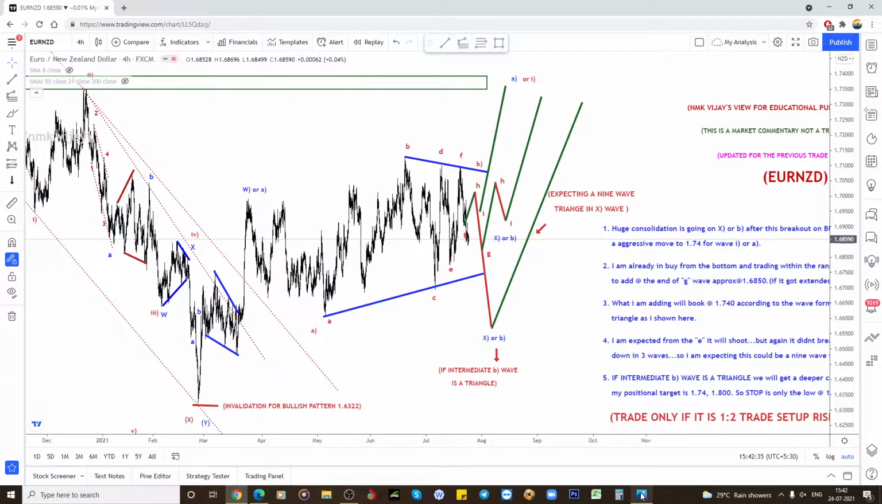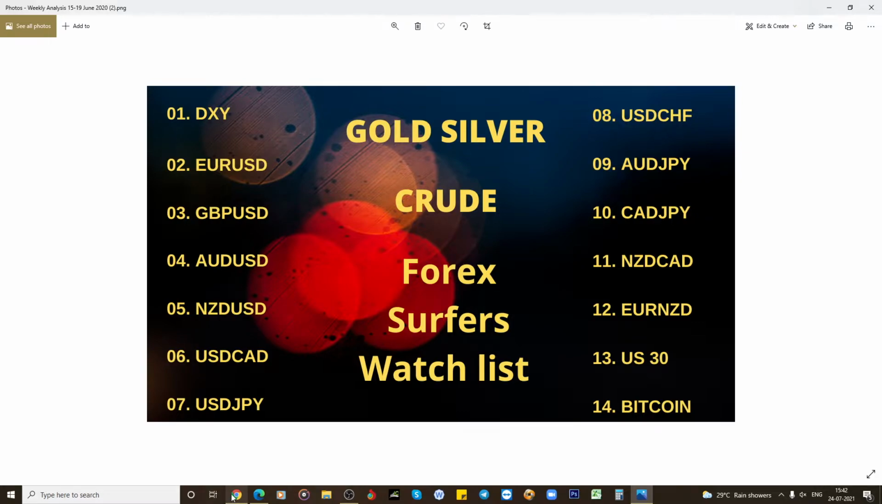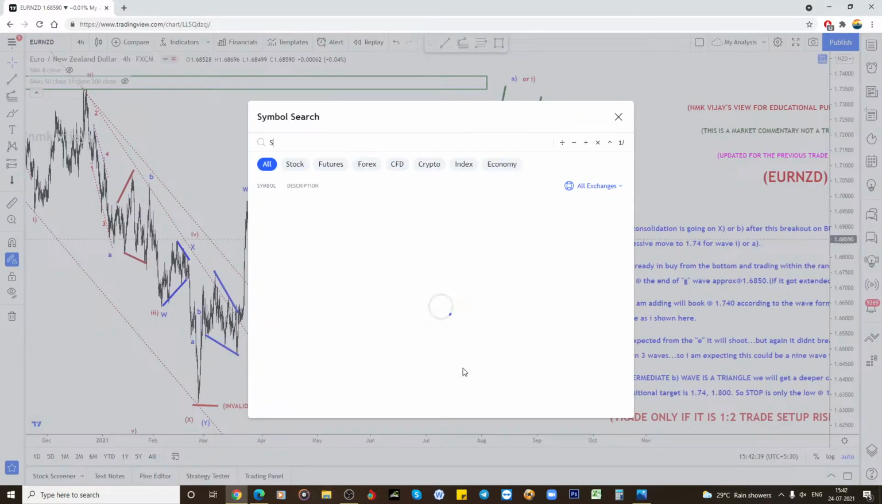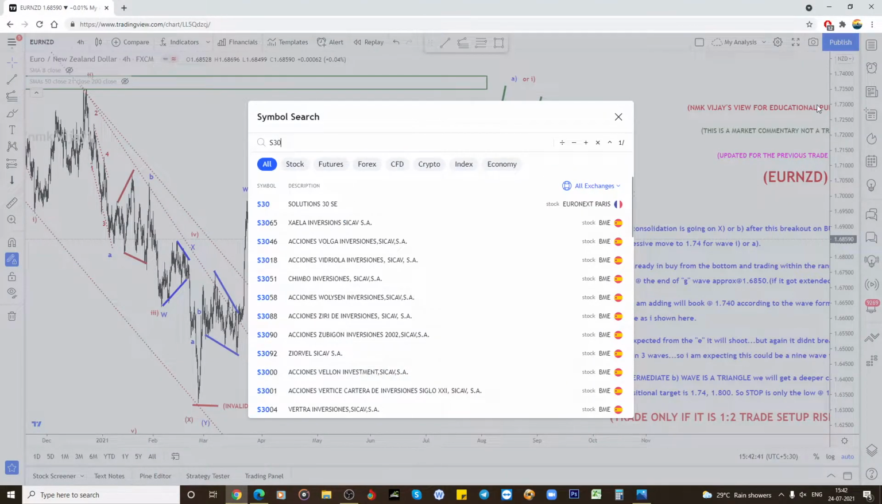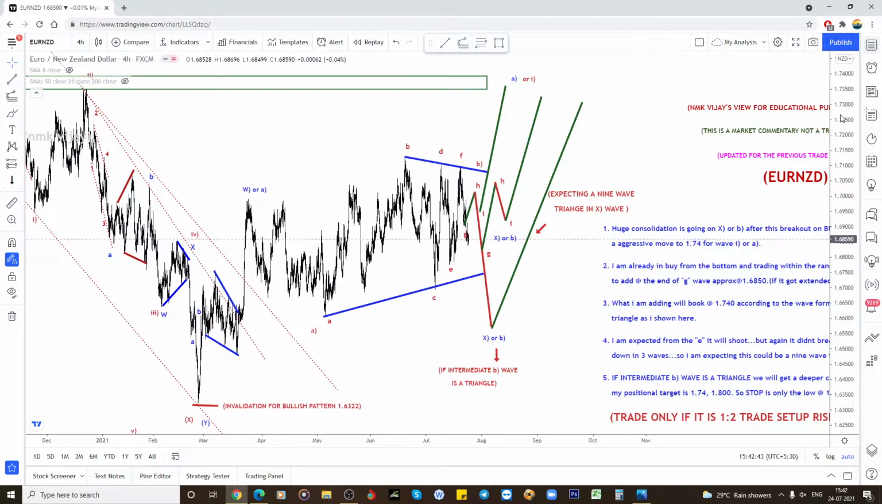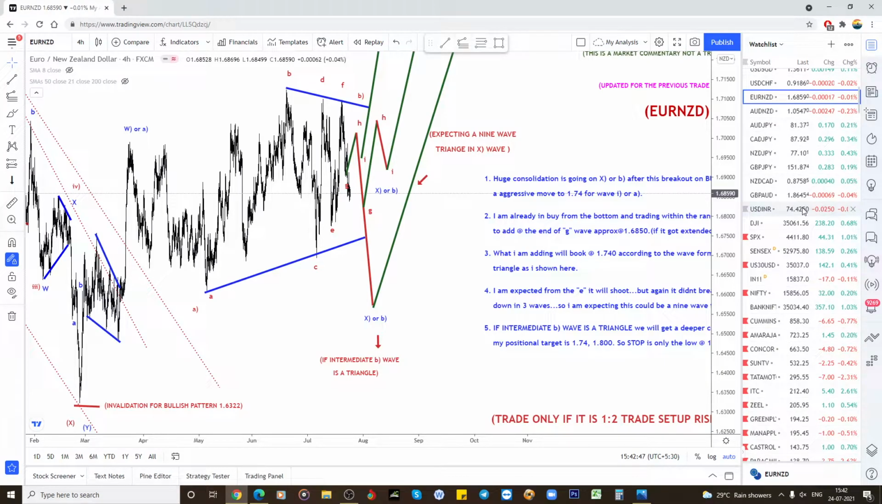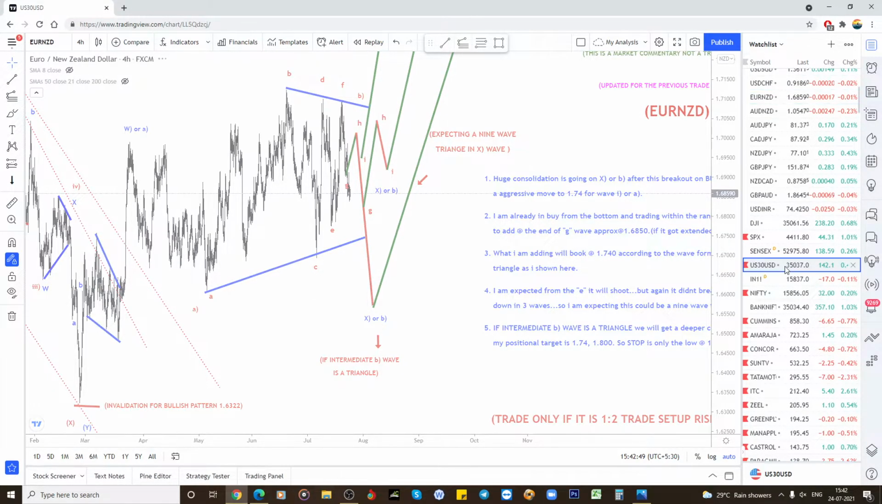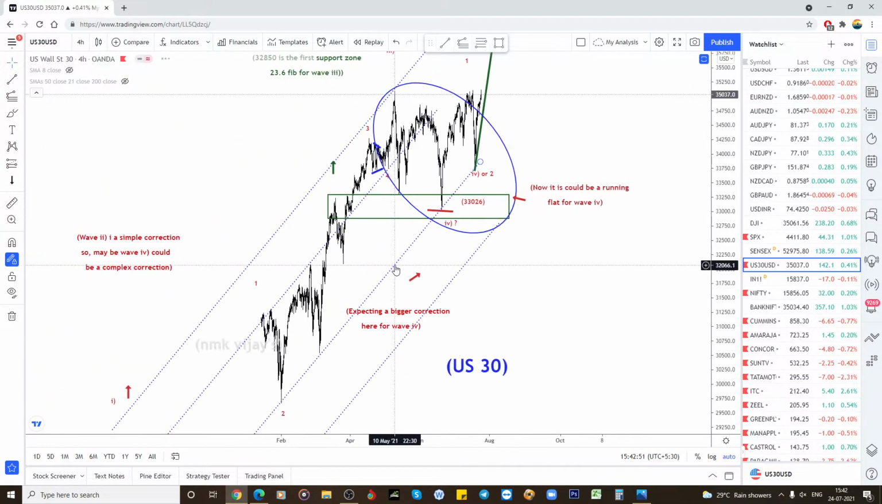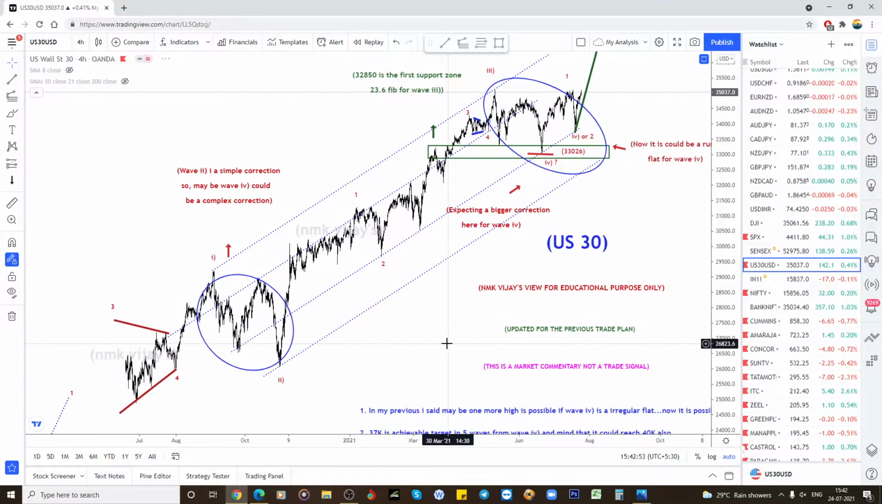So let's move on to the US30. That is also updated. Exactly, it did the same thing I expected. What we expected, what we did and what we discussed. It's not an individual effort. This is teamwork.